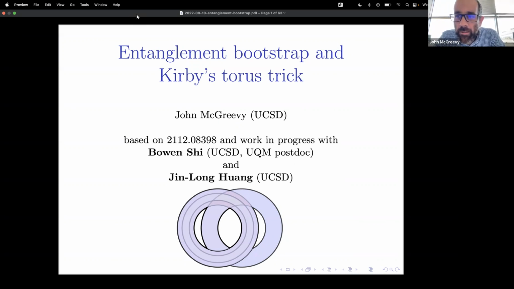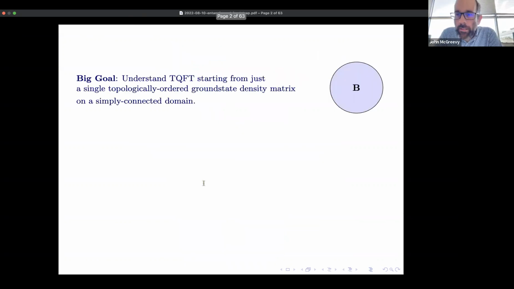I want to tell you about some recent progress with our wonderful UQM postdoc Bowen and with my student Jinlong Wang. And one way to motivate our project is the following question of principle. Suppose someone gives you just the reduced density matrix on a ball of some representative ground state of some phase of matter. Can you extract all of the universal properties of the phase just from that data?